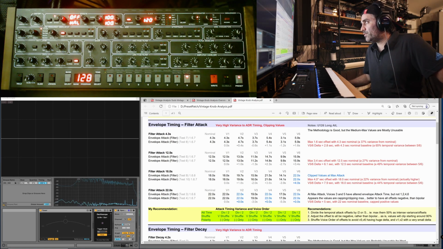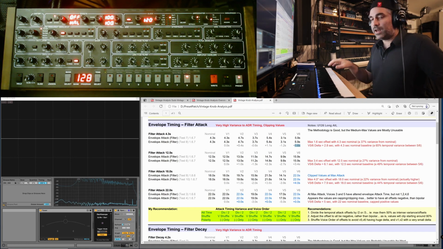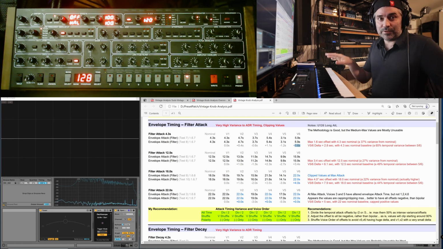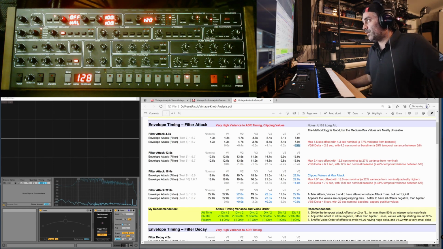The issue we have here is, again, the more extreme examples. On voice 6, we've got plus 1.6 seconds added and minus 1.2 seconds on voice 5 when the nominal is only 4.3 seconds. That's a very big difference, a 1.6 second difference when you're expecting to get a 4.3 second attack time with all the voices being equal, and you have that much of a variance.